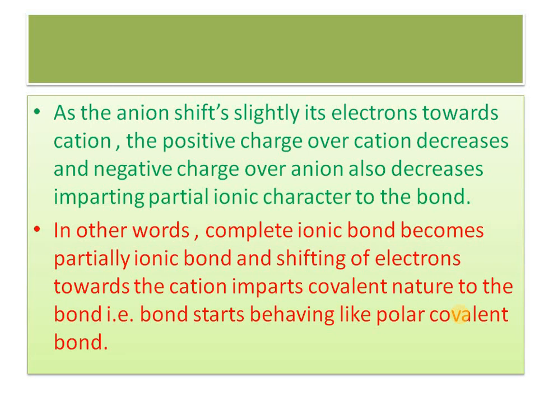As the anion shifts its electrons slightly towards the cation, the positive charge of the cation decreases. If the positive charge is decreased, the negative charge also will decrease, because we have to speak of magnitude, and the dipole moment also will decrease. So the point to understand here is that if the charge is decreased, the dipole moment will decrease, or the bond will become covalent. It means that polarization is decreasing the ionic character of a bond. It is shifting the ionic character of a bond to covalent in nature. Okay, so that is also polar covalent.